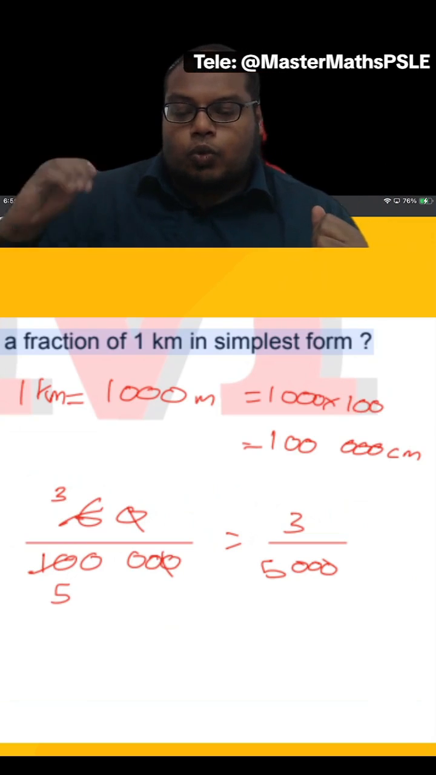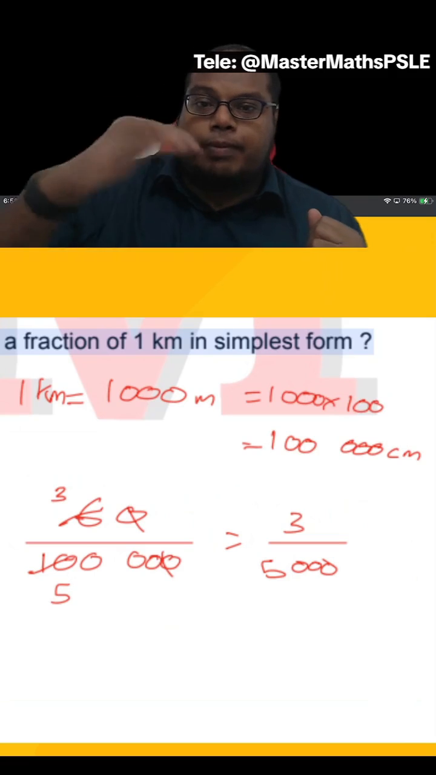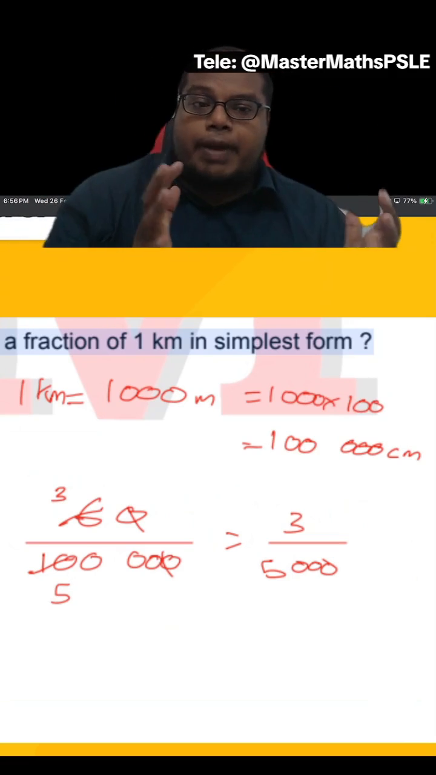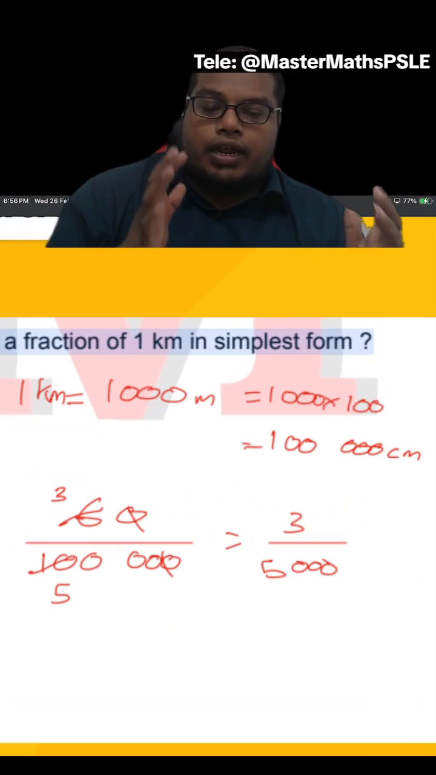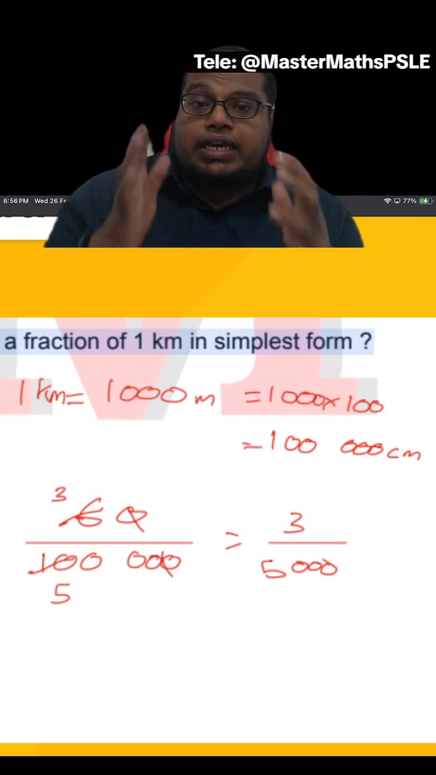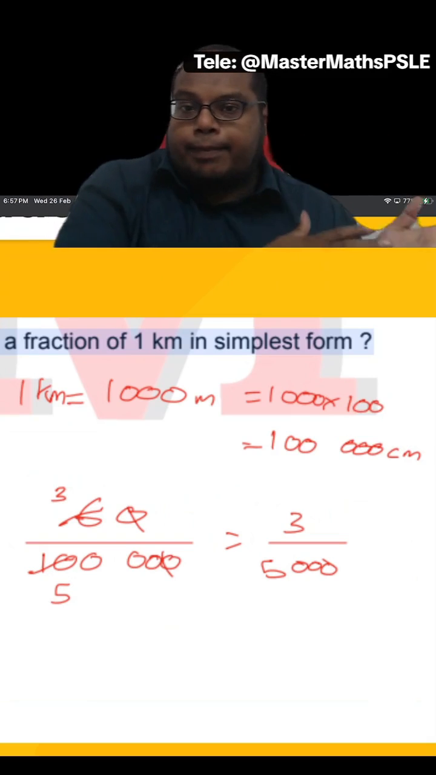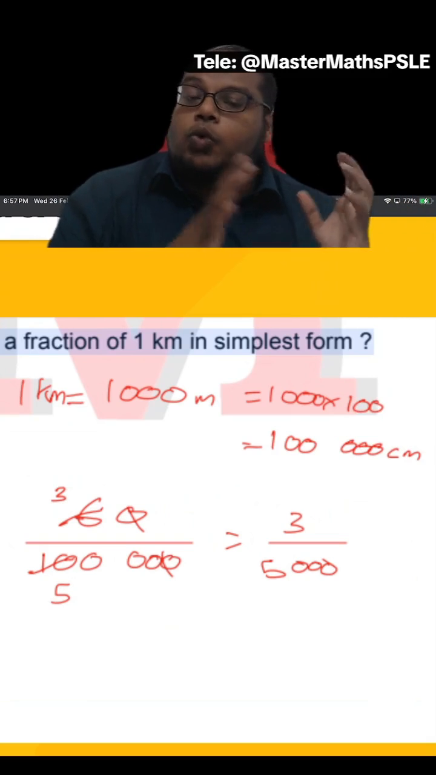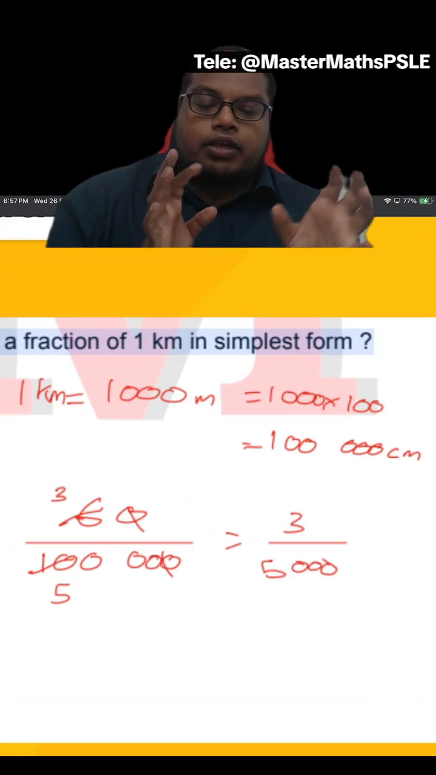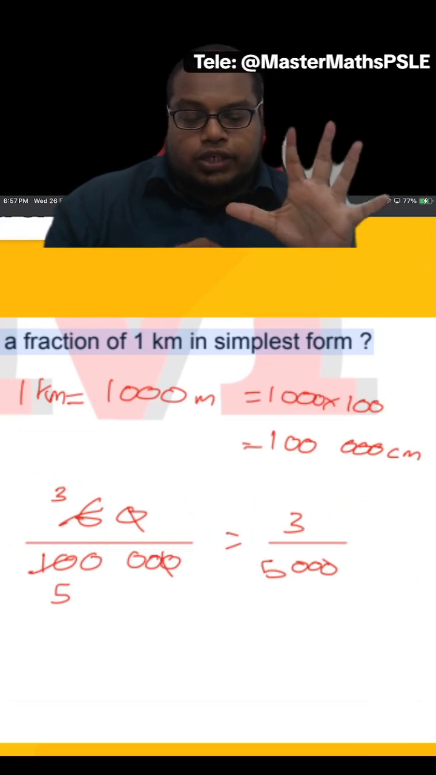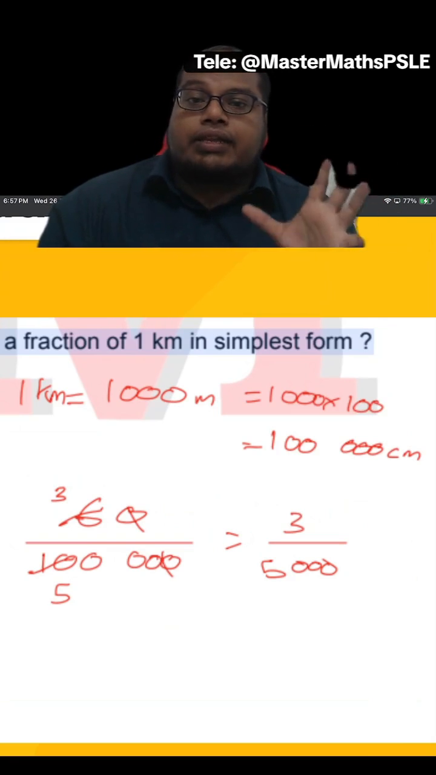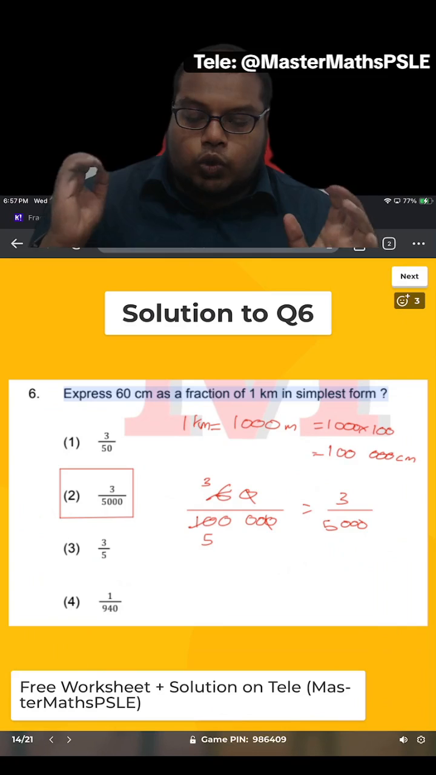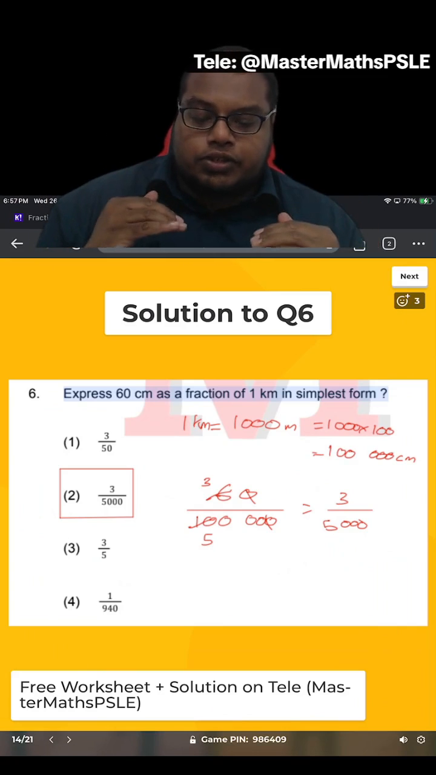So 1 kilometer is 1000 cm, because you multiply by 1000. You add 3 zeros at the back. Followed by converting the meter to cm, which is multiplied by 100. So you add another 2 zeros at the back. So 3 zeros, 2 zeros, 5 zeros. That is 100,000. So 60 over 100,000.